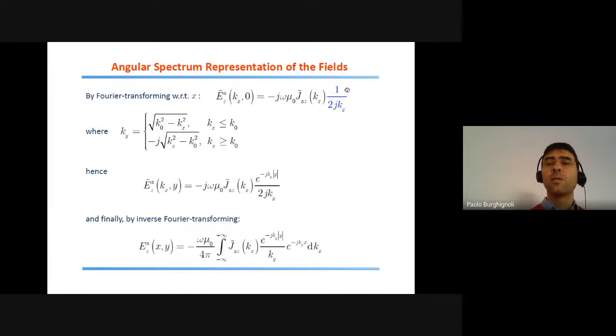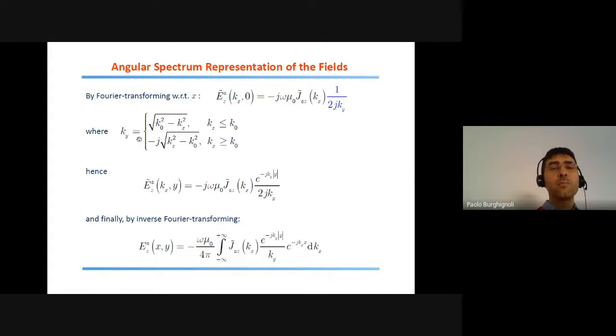This is simply 1 divided by 2j ky, where ky is the vertical wave number, and by the separability condition, this is equal to the square root of k0 squared minus kx squared. This is a quantity that is positive whenever kx is not larger than k0, and this is the part of the spectrum that contains propagating plane waves.